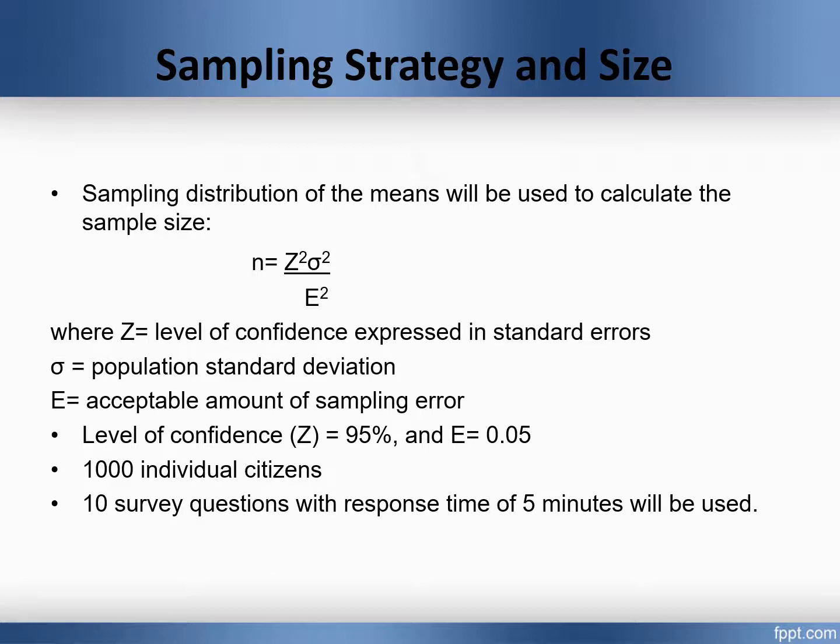The sampling strategy and size. Sample distribution of the means will be used to calculate the sample size with the formula we have there, where Z is the level of confidence expressed in standard errors. You also have the population standard deviation. You have the E, which is the acceptable amount of sampling error. The level of confidence, which is Z, is 95%, and E, which is the amount of sampling error acceptable, is 0.05.